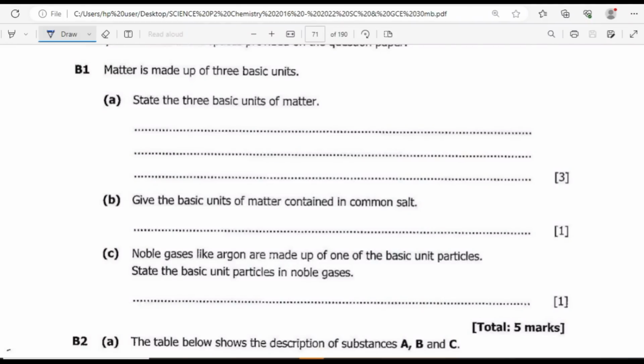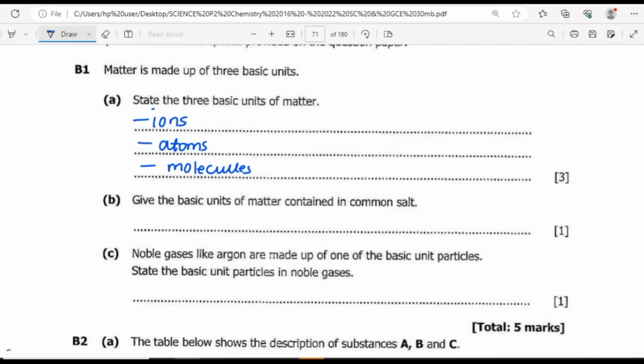Okay, so we move on. Matter is made up of three basic units. State the three basic units of matter. The first one, we have ions. Then we have atoms. Then we have molecules. Don't confuse these basic units with the states of matter, which are solid, liquid, and gas.